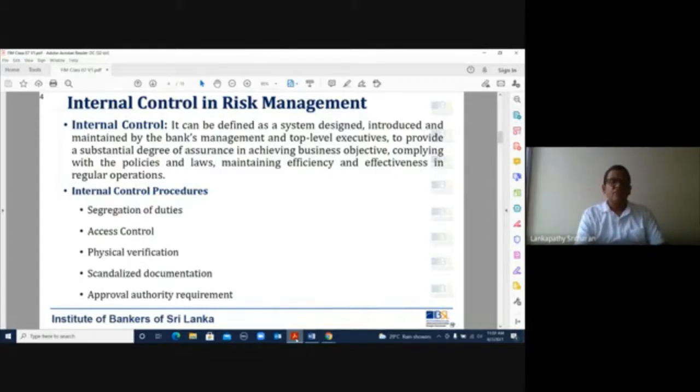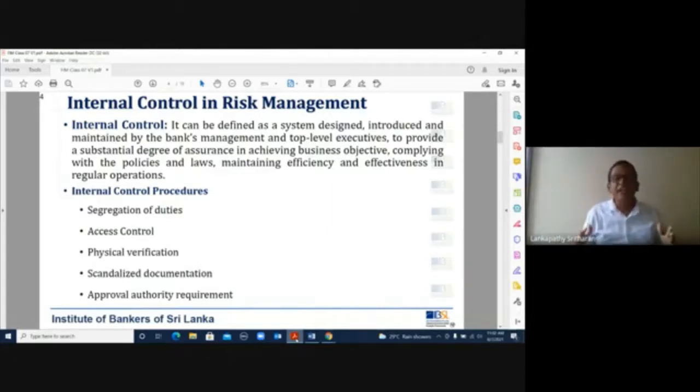And standardized documentation, that is also one of the internal control procedures. And approval authority requirement. For example, if any payment is above 1 million, there will be an additional approval authority requirement. So these types of controlling procedures could be cited as internal control procedures.